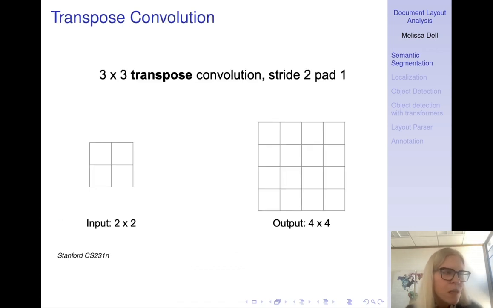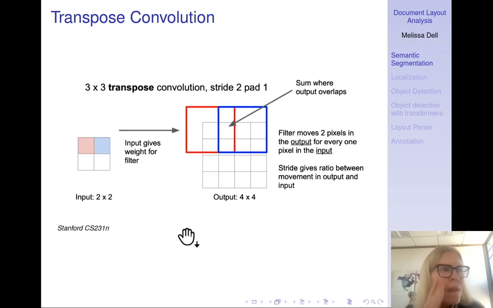So what is transpose convolution? This is an example of a 3x3 transpose convolution with a stride of 2 and a pad of 1. And so you see here that the filter moves 2 pixels in the output for every 1 pixel that moves in the input. And in this case, the stride gives the ratio between the movement in the output and the movement in the input.